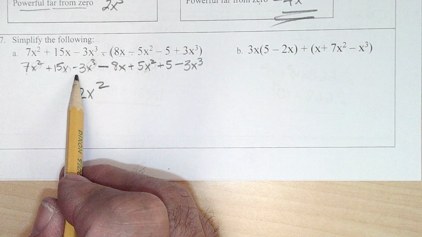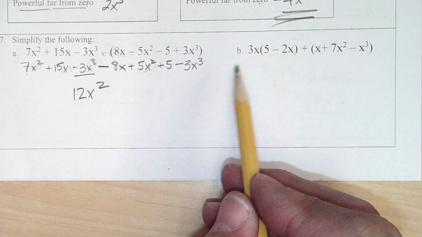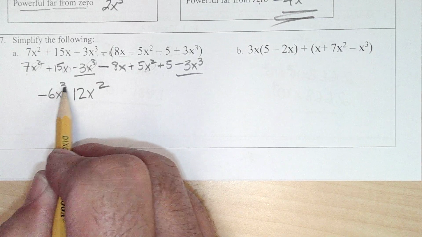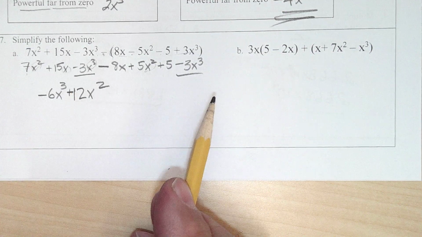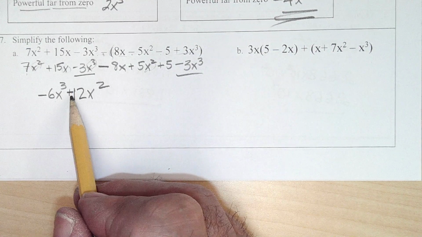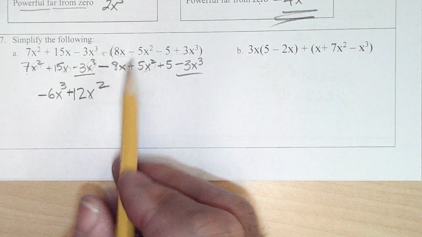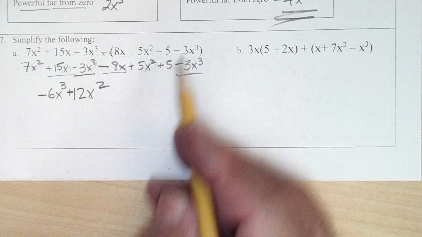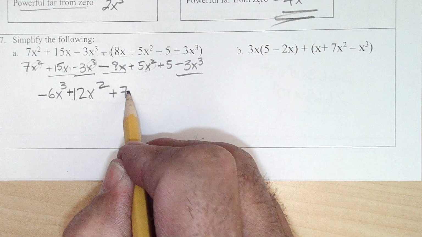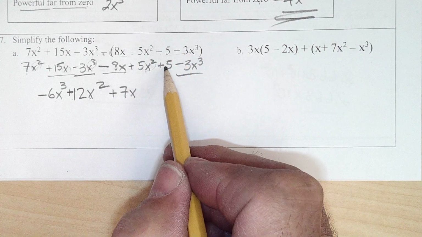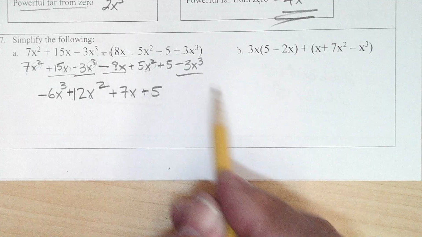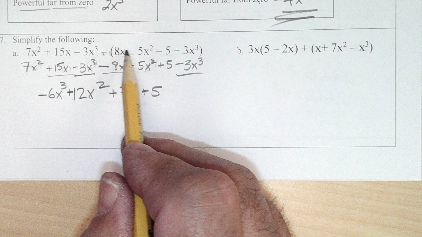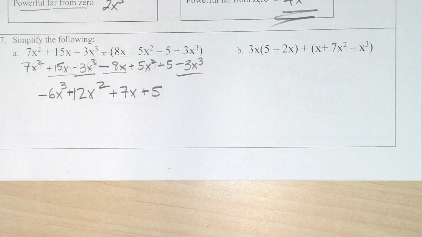But we usually start with the highest exponent. We got subtract 3x cubed and subtract 3 more, so that's minus 6x cubed. So we got minus 6x cubed, 12x squared. How many x's? 15 minus 8. I think that is plus 7 x's. And then we have this plus 5. A lot of you had minus 5 and minus 7 because you didn't look at that minus going through and changing the signs of things.